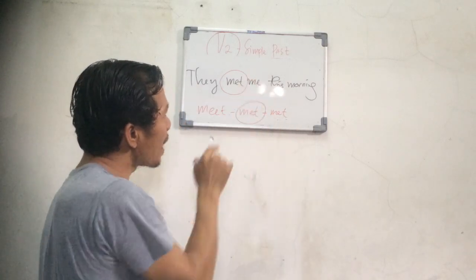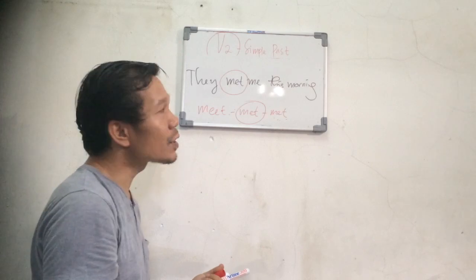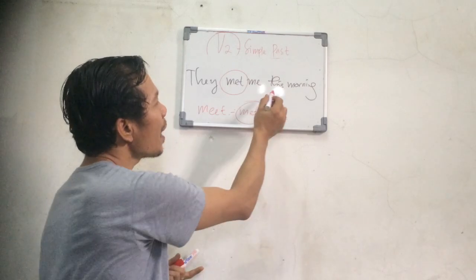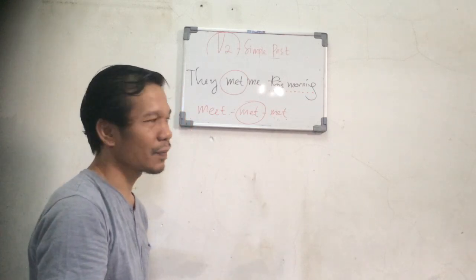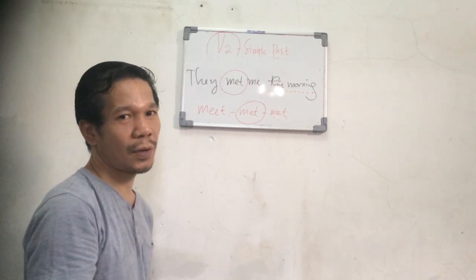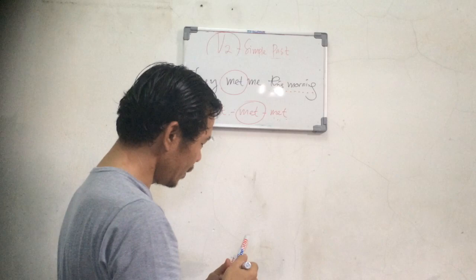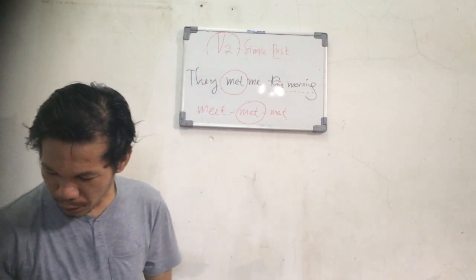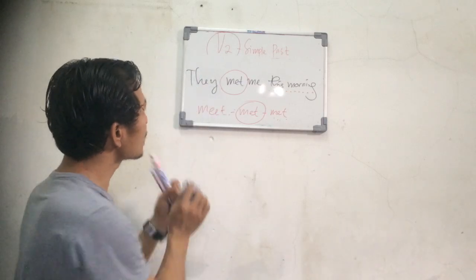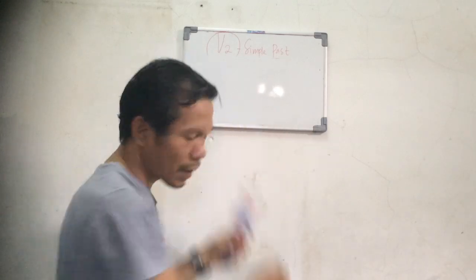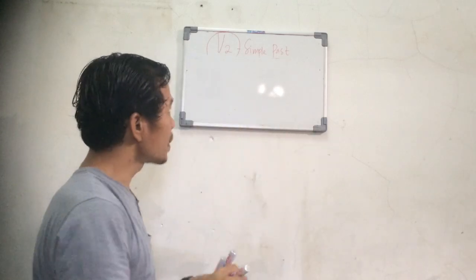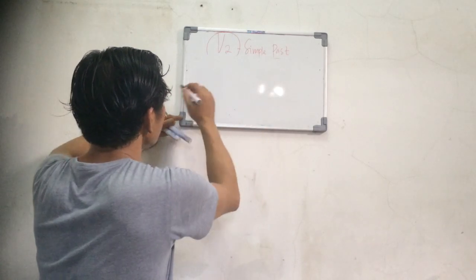Because this is the simple past. Why do you say that this is simple past? We have here the specific time, this morning. Okay, this is the example of number 3, and we'll continue to give you the example of simple past, the 4th example.